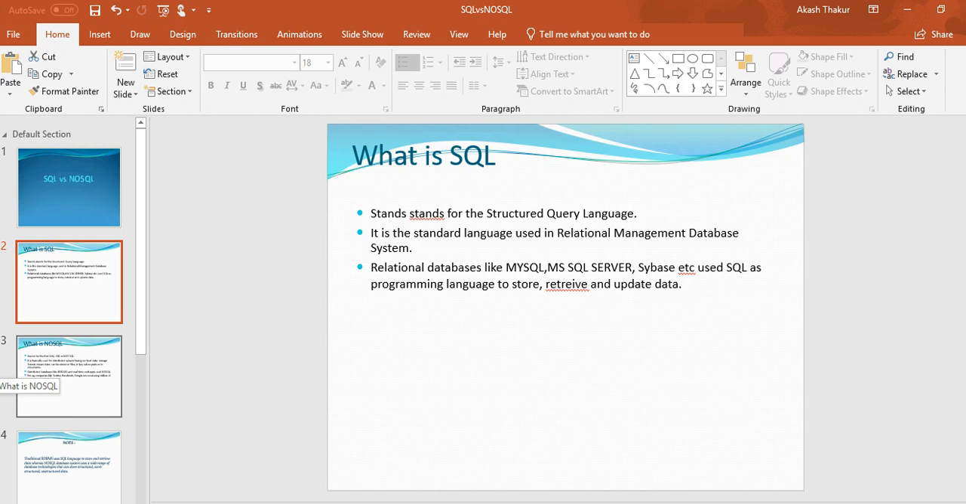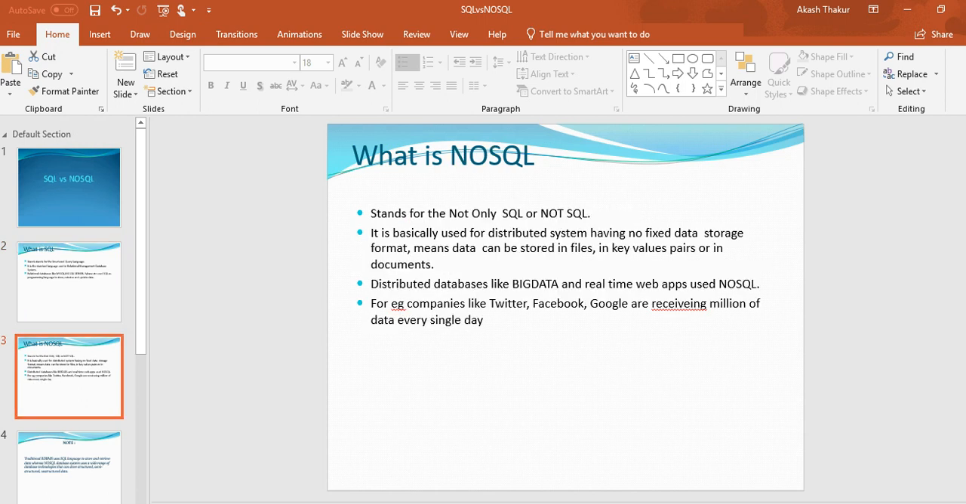Now what is NoSQL? NoSQL stands for "not only SQL" or "not SQL", we can say. It is basically used for distributed systems having no fixed data storage format. That means data can be stored in files, in documents, in key value pairs, in formats other than tables. Distributed databases like big data or real-time web applications use NoSQL.